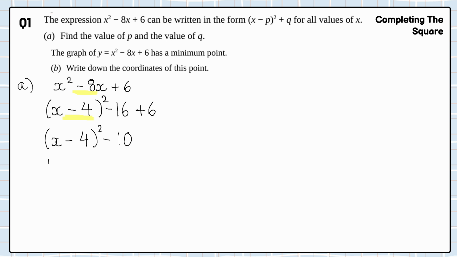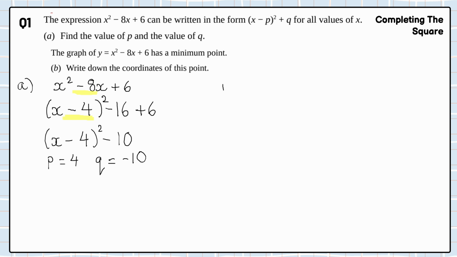So p is equal to 4, because we have it in the form of brackets x minus p, and p is going to be 4 here, and then q is going to be minus 10, like so.